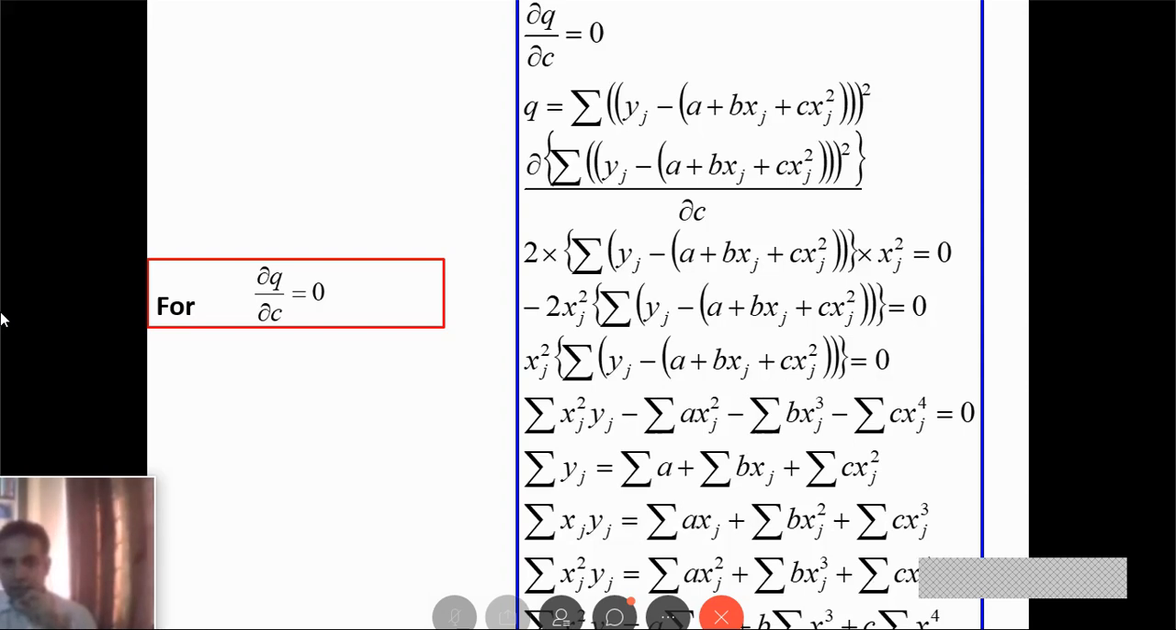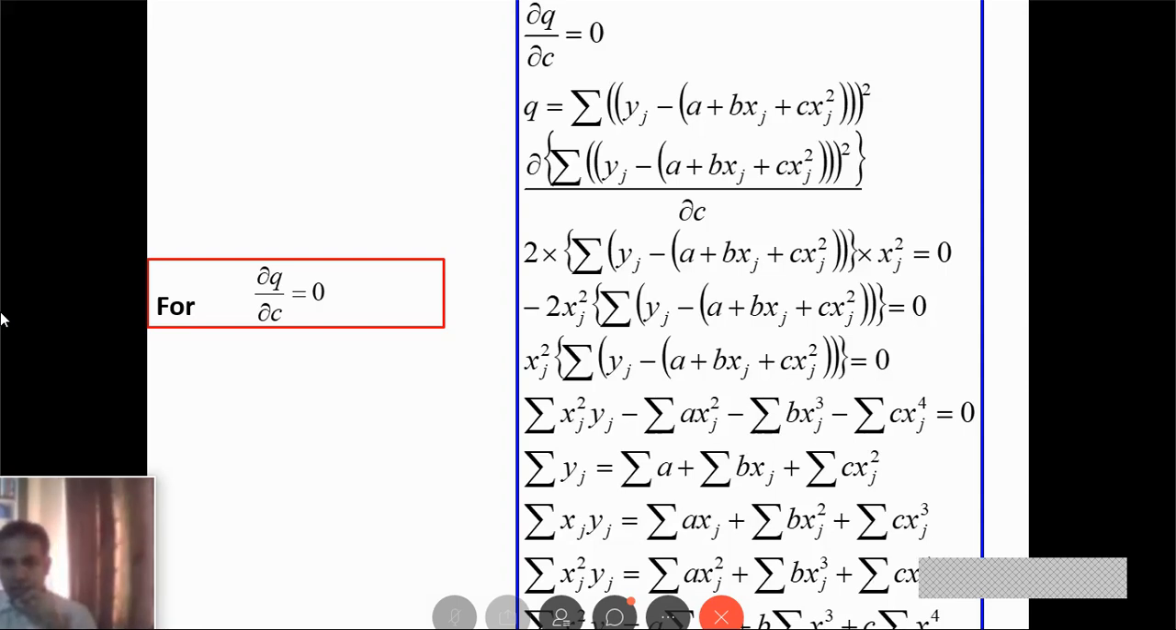Now you expand this equation. You get xj squared into yj, xj squared into minus a, xj squared into minus b xj, xj squared into c xj squared, you get x raised to 4. So now you've got the first equation written earlier, the second equation, and this is the third equation. The third equation we try to simplify again: sigma xj squared yj equals a into sigma xj squared plus b into sigma xj cubed plus c into sigma xj raised to 4. You can take out the constants outside.